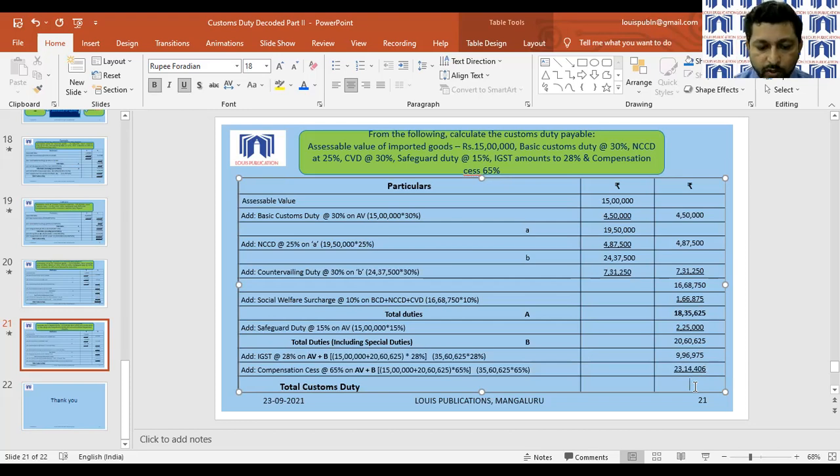And total customs duty payable will be 23,14,406 plus 9,96,975 plus 20,60,625. So that will give us 53,72,006. 53,72,006 will be the value as far as our calculation is concerned.